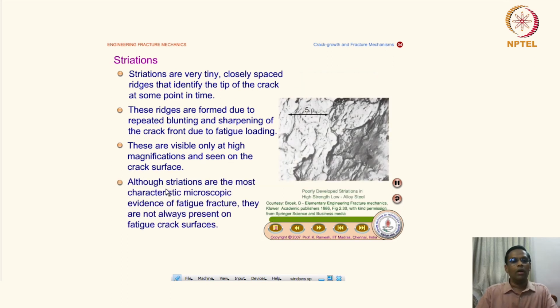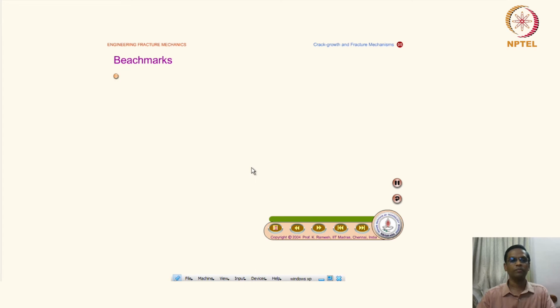Although striations are the most characteristic microscopic evidence of fatigue fracture, they are not always present on fatigue crack surfaces. So it is also very difficult to see them. I mean, not 100% you will be able to see them, but in most fatigue fractures you will be able to. You can see this is also a fatigue fracture, but you are not seeing the kind of striations shown in the previous slide. So that's what we are saying. It is not necessary that it has to show striations.